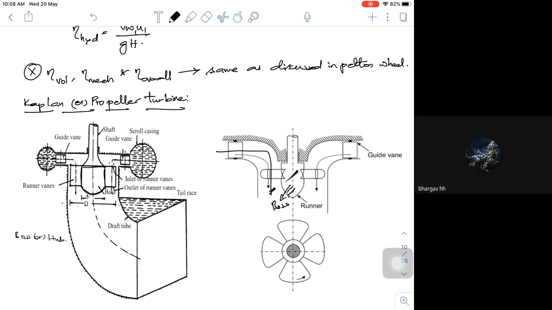It is something like flow between two concentric cylinders. Are you getting it? In the case of a Kaplan turbine, the flow is exactly in between two concentric cylinders, where capital D is the diameter of your runner blades, and small d is the boss diameter or hub diameter. The flow is exactly in between these two concentric cylinders.